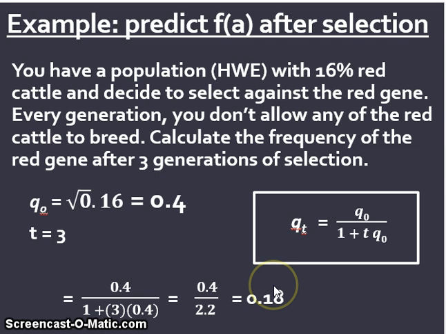So what happened? We started with q naught at 0.4. After 3 generations, it goes down to 0.18. Again, that's the frequency of the recessive. That makes sense since we're selecting against red cattle, selecting against that little b allele, the recessive allele.